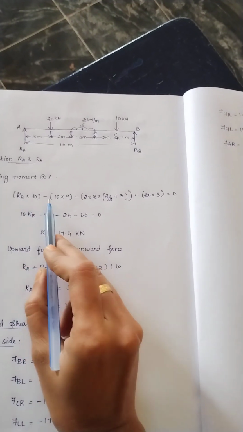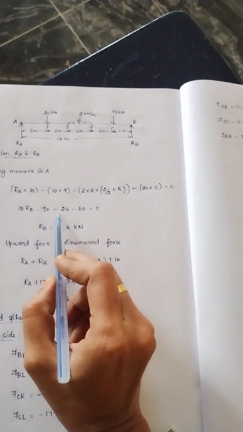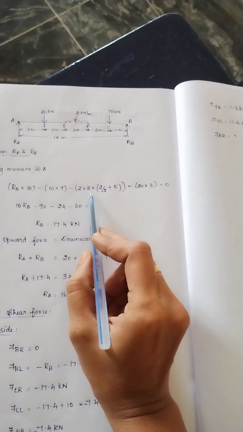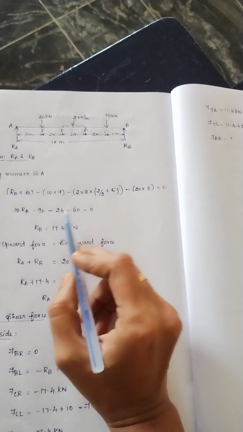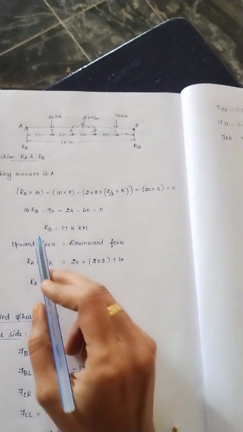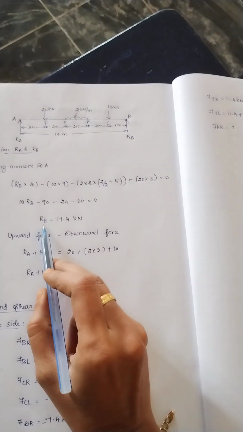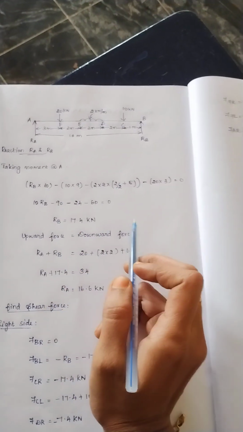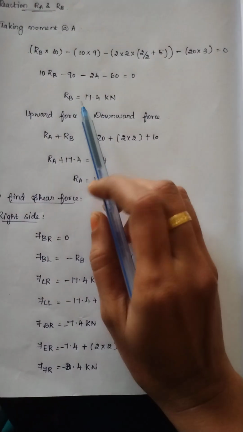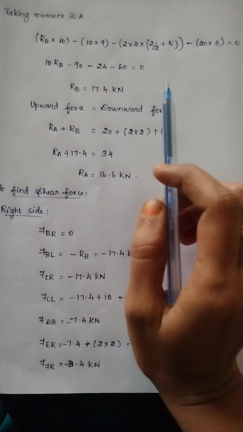Then solving: 10 RB minus 10 into 9, 90, minus 2 into 2 by 2 plus 5, the value is 24, minus 60. From that we calculate RB equal to 17.4 kilonewton. Now we get the value for the support reaction RB.